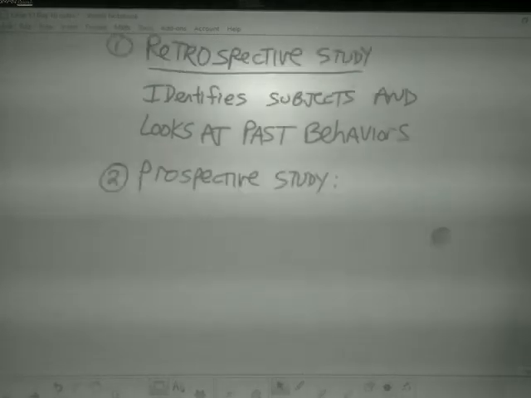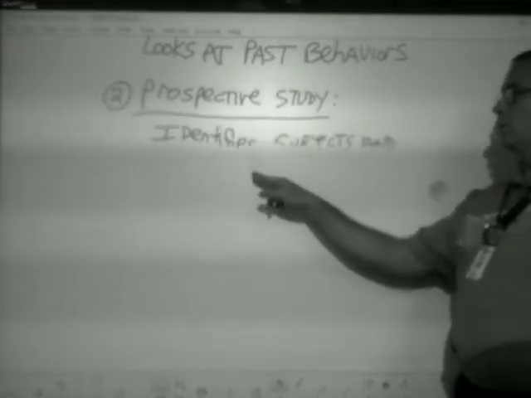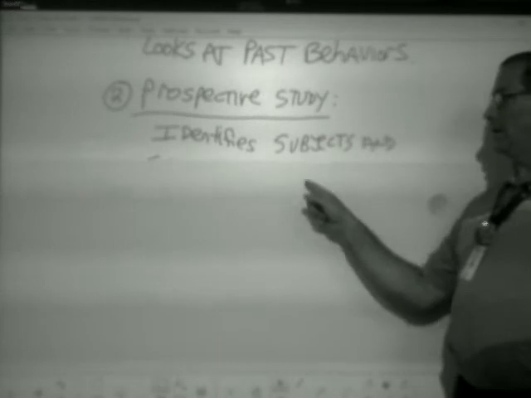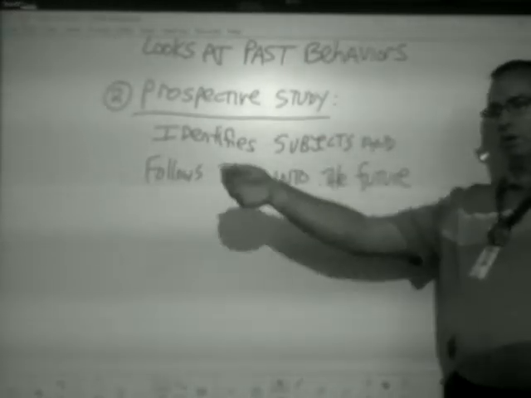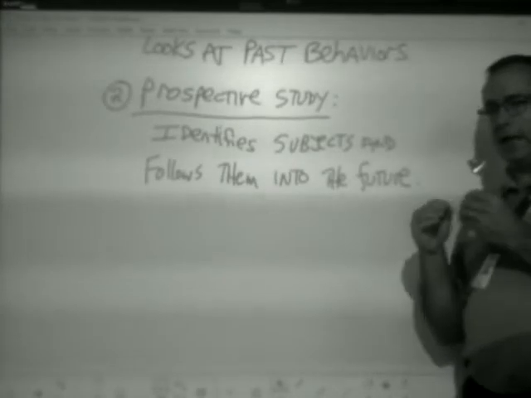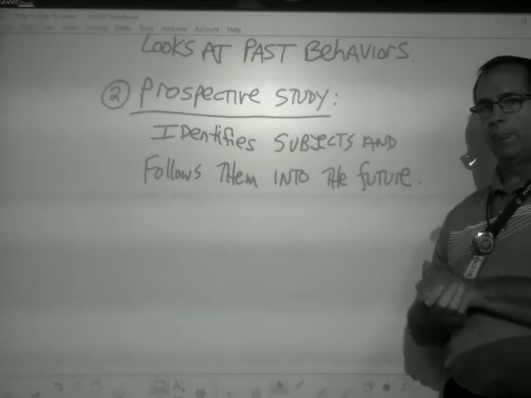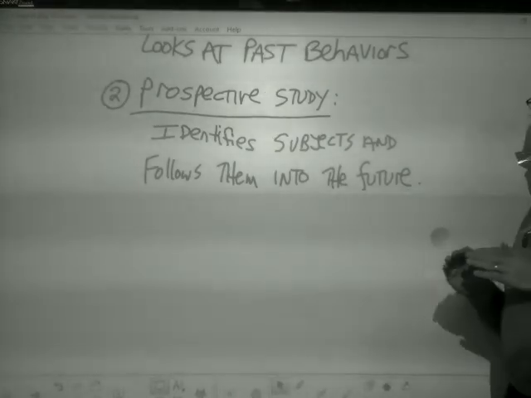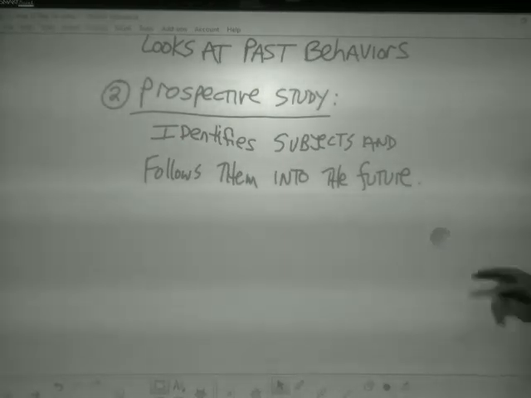The second type is called prospective. Prospective identifies subjects, okay, who or what am I studying, and follows them into the future. So identify people and now watch them into the future. That is a prospective study. We're still not giving any treatment, but we're watching what happens in the future.